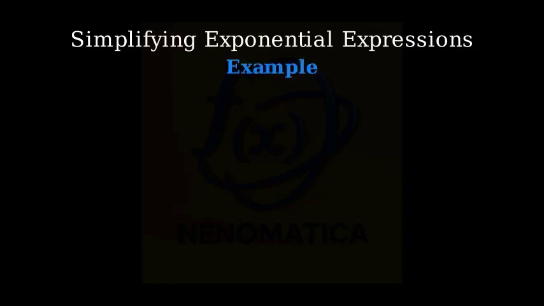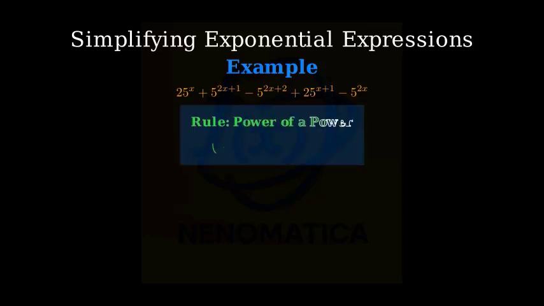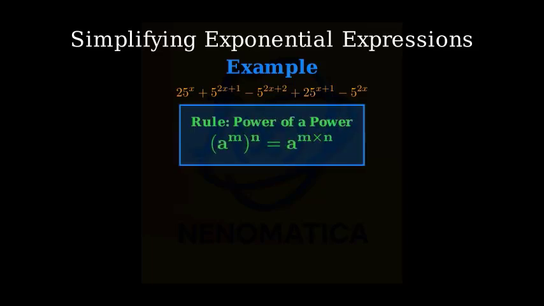Here's our expression. 25 to the x plus 5 to the 2x plus 1 minus 5 to the 2x plus 2 plus 25 to the x plus 1 minus 5 to the 2x. Let's start by rewriting all the terms using the same base. We know that 25 is 5 squared, so 25 to the x can be rewritten as 5 to the 2x. Also, 25 to the x plus 1 can be rewritten as 5 to the 2x plus 2.